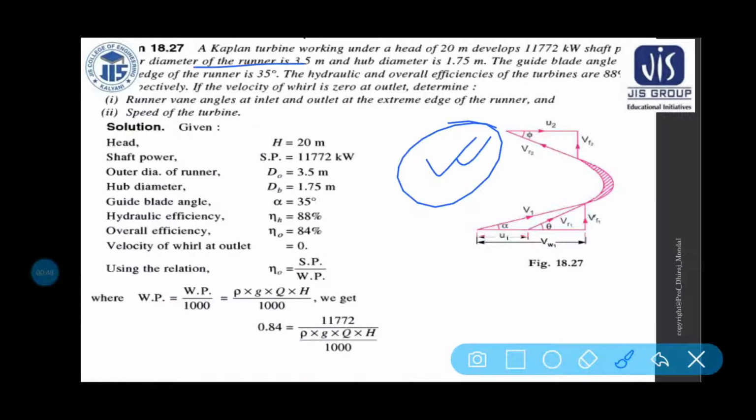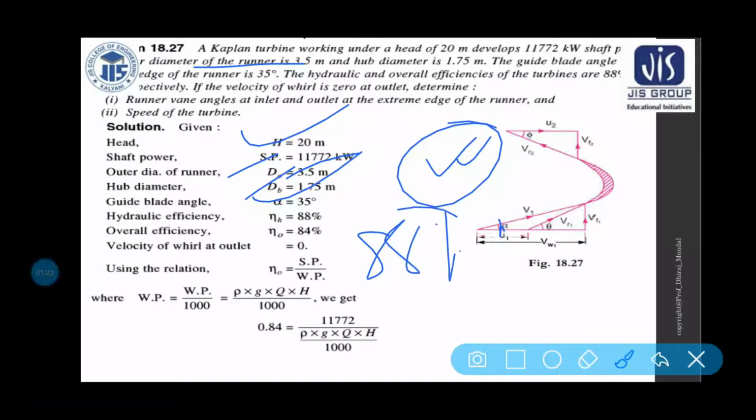A Kaplan turbine is working under a head of 20 meter, and the shaft power given is 11772 kilowatt. The outer diameter of the runner is 3.5 meter, so the half diameter is 1.75 meter. The guide blade angle at the extreme edge of the runner is 35 degree. That means the guide blade angle alpha is 35 degree. The hydraulic and overall efficiency of the turbine are 88% and 84%, 0.84, respectively.